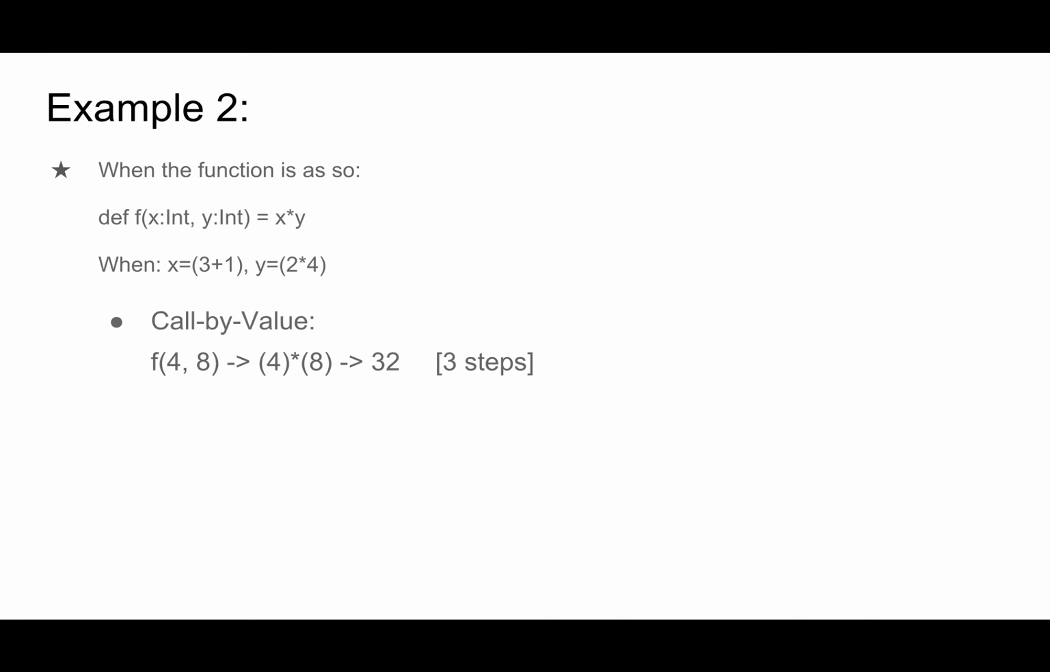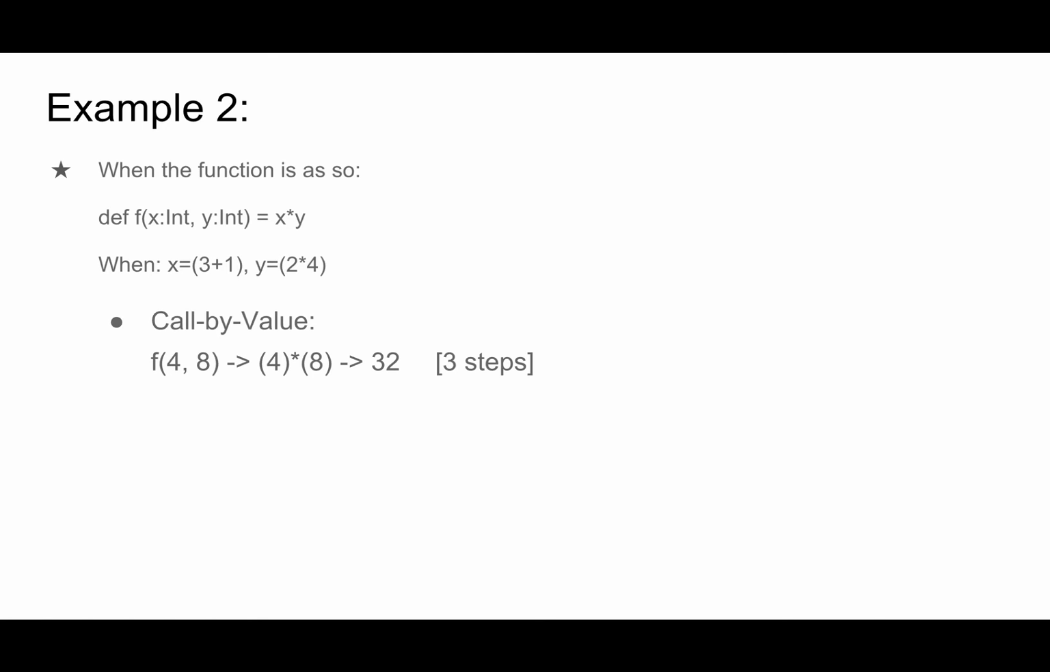Our second example represents a function that outputs the multiplication of variable x times variable y. The parameters we chose for this example that we believe will help you grasp the concept of call by name and call by value are x equals 3 plus 1 and y equals 2 times 4. First, I will show you how call by value would act with these parameters and this function.